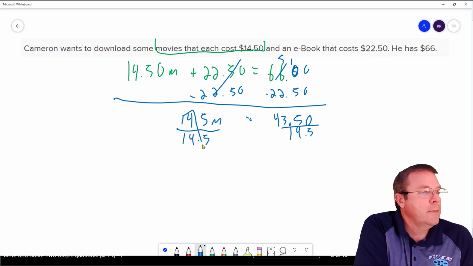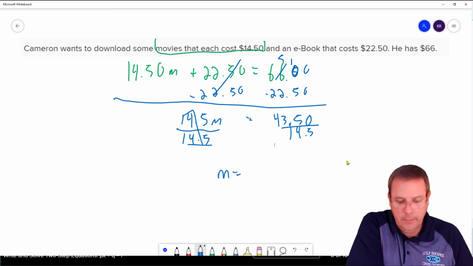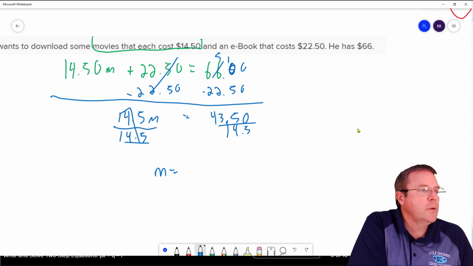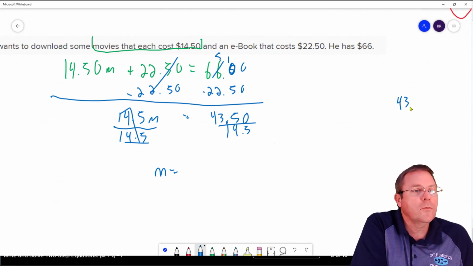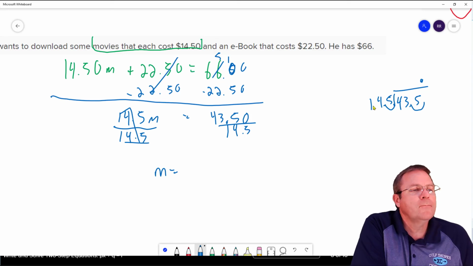When you do that, these divide out becoming 1. 1 times m is going to be m. And we're going to have to find a place to do some grunt work. 43.5 divided by 14.5. Bounce and bounce. Decimal goes up. I'm going to try 3.